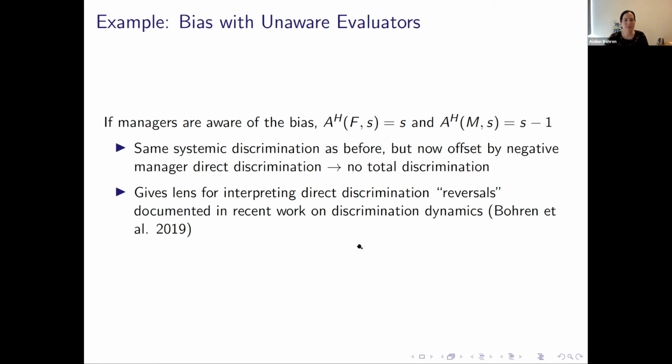And so this gives us a lens for interpreting direct discrimination reversals as documented in the dynamics paper I presented. In other words, if we have a subset of evaluators who are aware of the bias and another subset who are not, then on average, we can see direct discrimination in the first round, a reversal of direct discrimination in the second round, but we can still see total discrimination against group F. And so one of the motivations for this expanded framework is that just seeing the reversal of direct discrimination could actually be misleading in the sense that there still is total discrimination against group F. Workers from group F who arrive at the same productivity signal as workers from group M are systematically treated differently in later rounds, even though when you condition on the endogenous information, it looks like they're being favored.